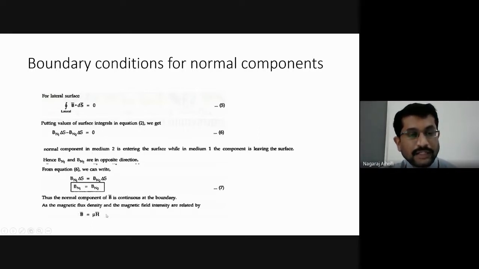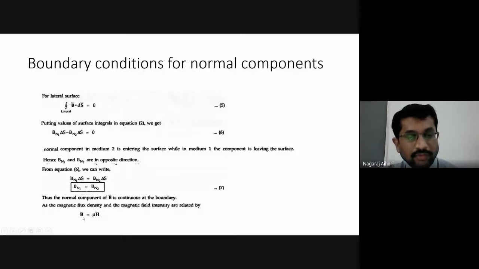We also know the relation between magnetic flux density and magnetic field intensity, that is, B bar is equal to mu H bar. If we substitute B bar equal to mu H bar in the above equation, then what we will get is Bn1 is equal to Bn2.